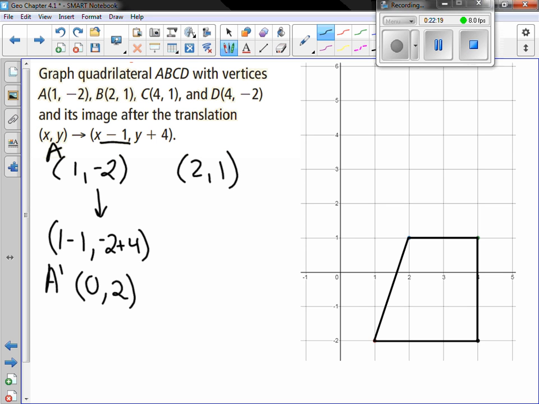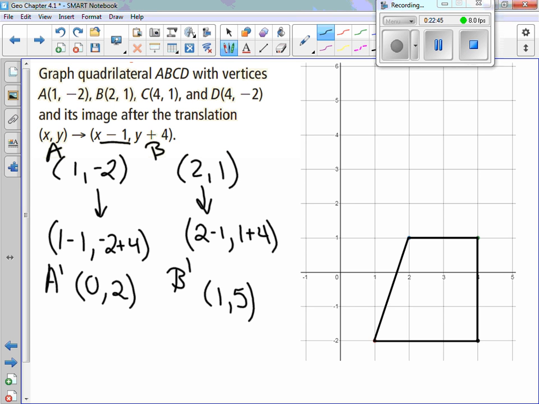Now we can do the same thing with B. So we'd have 2 minus 1 for our x, and then we'd have 1 plus 4 for y. Well, 2 minus 1 is 1. 1 plus 4 is 5. And we have these 2 points here, and we could have graphed each one as we found them. So 0, 2, and 1, 5.